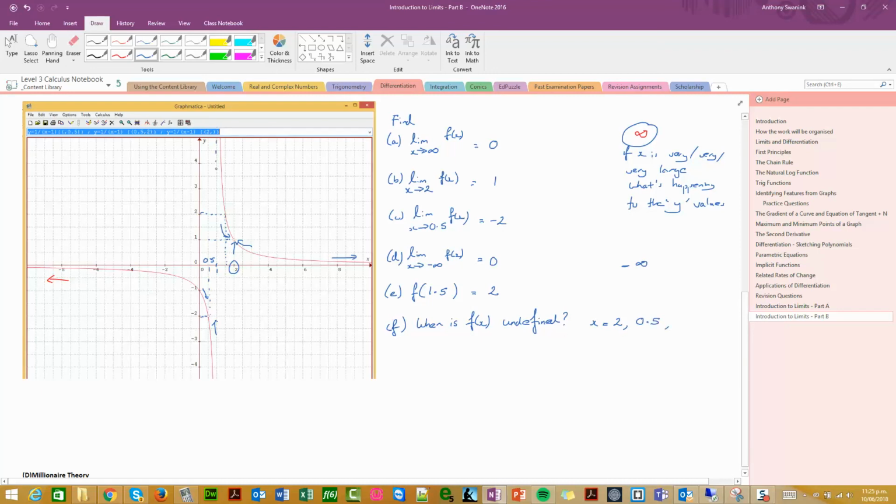Notice we've got this vertical asymptote, it's called, where the function breaks into left and right parts. So when x equals 1, we don't have a defined y value either. So that would be another value when the function is undefined. Notice we list the x values here.